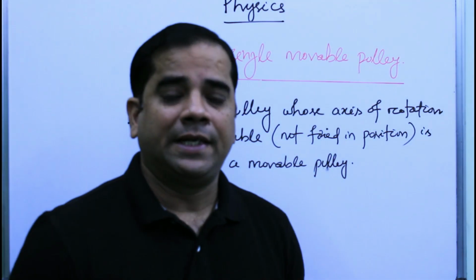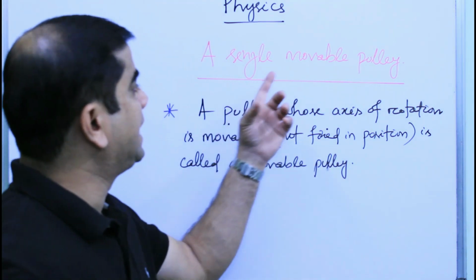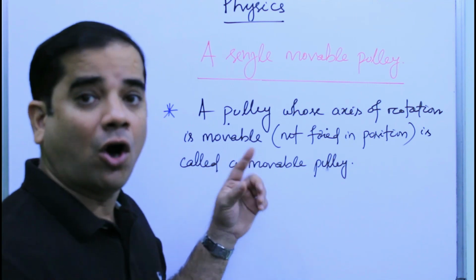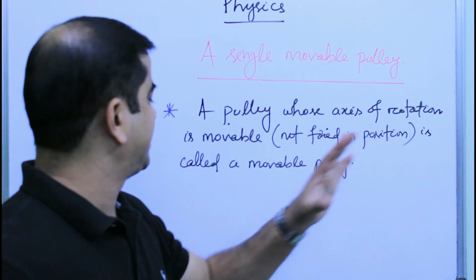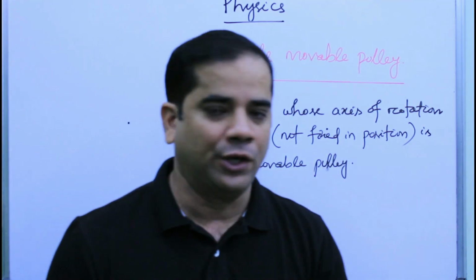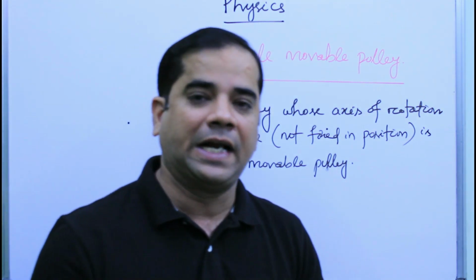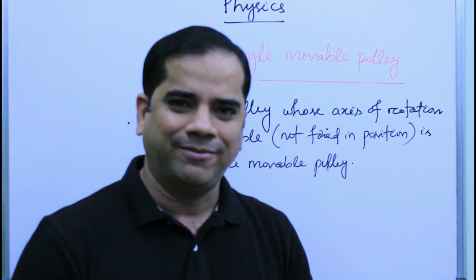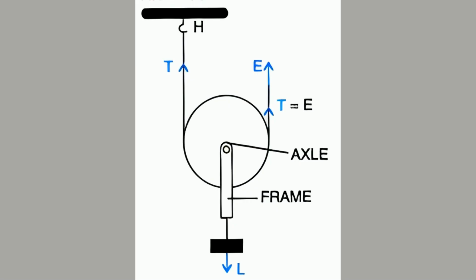Okay? Students, let us now discuss about a single movable pulley. A pulley whose axis of rotation is movable or it is not fixed in position is called a movable pulley. So let us now discuss about the functionalities of a movable pulley with a diagram. As you can see in the diagram, a single movable pulley is suspended by passing an inextensible string of negligible mass around its grooved rim.